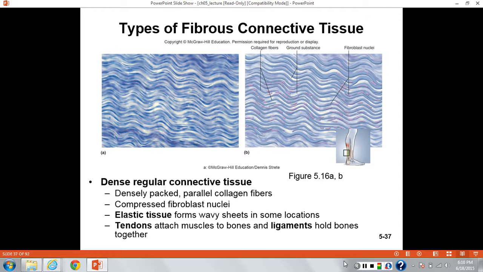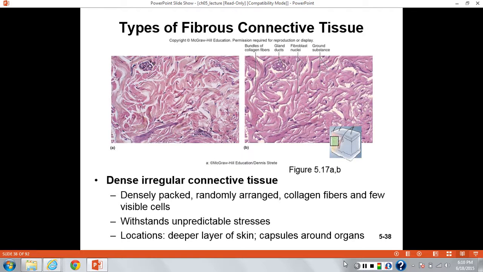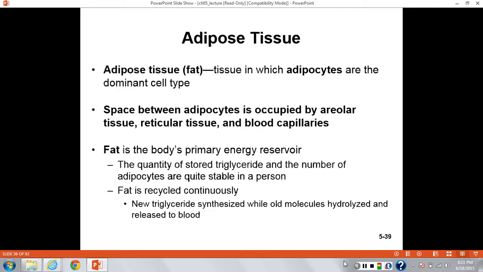Alright, this is dense regular tissue. Ligaments hold bone to bone, right? Elastic. But look how they run. They run parallel in the same direction. Look at this irregular. How do they run? Capsules, organs. So they help to cut down on what? Stress. Because think about it, you can get stress put on you from a lot of different directions. So this is anchored and going in all directions to help prevent that. Okay? Makes sense?